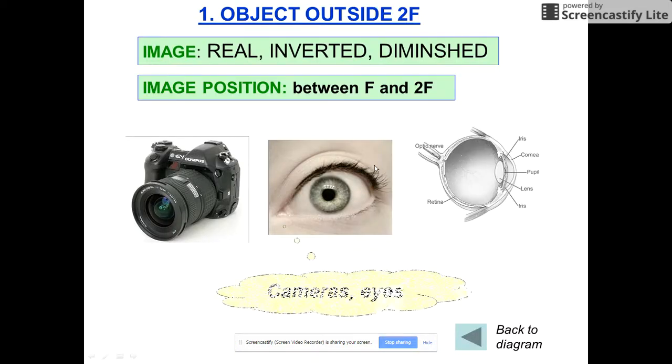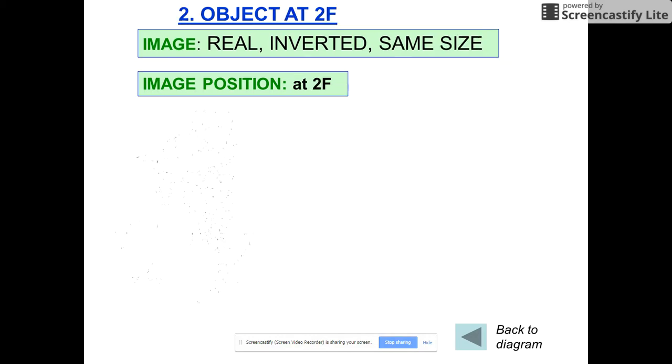So what we'll do now is have a little look at what we can use these different types of situations for with different lenses. The first situation we saw, we had an object outside of 2F with a convex lens. We'd use this in cameras. This is what's going on in your eye. We use this every day. Every time you see something, you've got a real, inverted, diminished image with a convex lens. And we know it's diminished because if you saw something as big as a camera and you think about how big your retina is in your eye, obviously the image has got to be smaller.